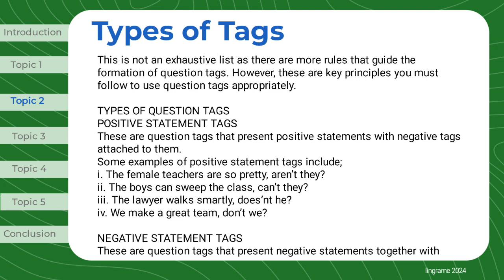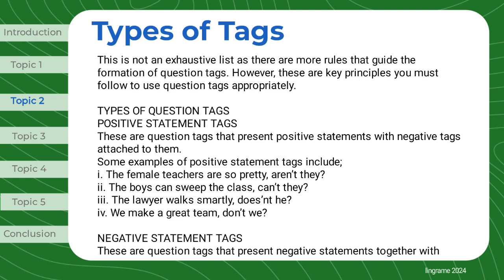Types of question tags. Positive statement tags. These are question tags that present positive statements with negative tags attached to them. Some examples of positive statement tags include, the female teachers are so pretty, aren't they? The boys can sweep the class, can't they? The lawyer walks smartly, doesn't he? We make a great team, don't we?